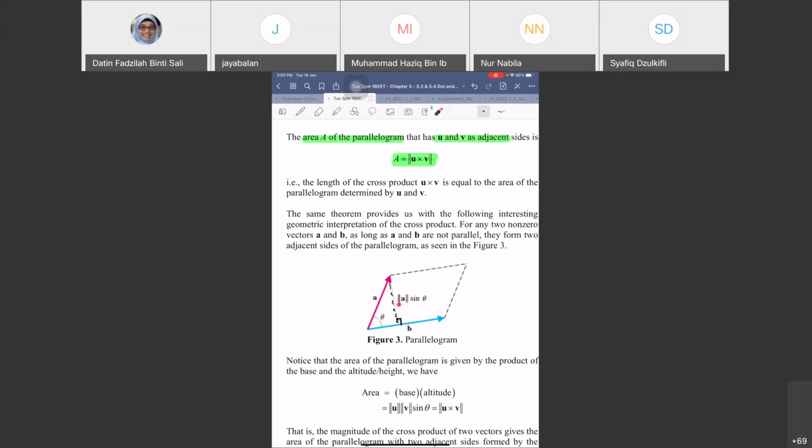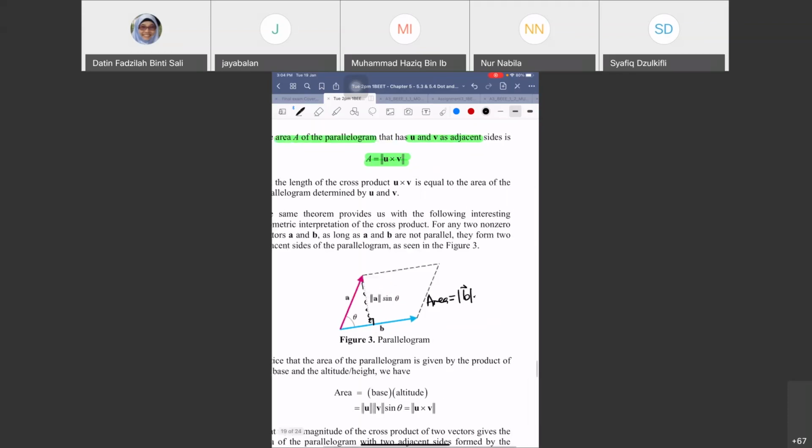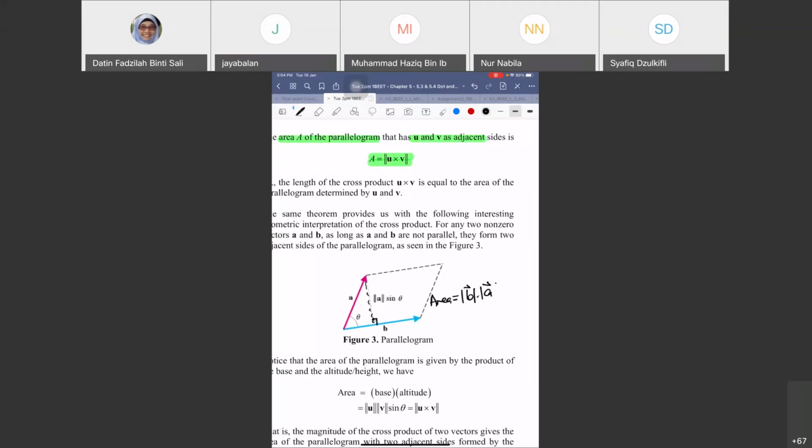It has to be magnitude because this is length. If you want to find the length, the height is the length. So that's why you put a bar here, to denote magnitude. So the height is magnitude A times sine theta. Base is magnitude of vector B. So the area is base, vector B, times height, and the height is given by magnitude of vector A sine theta.